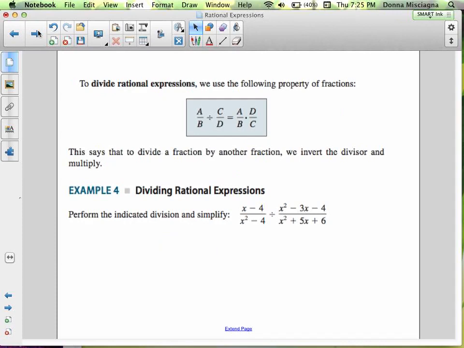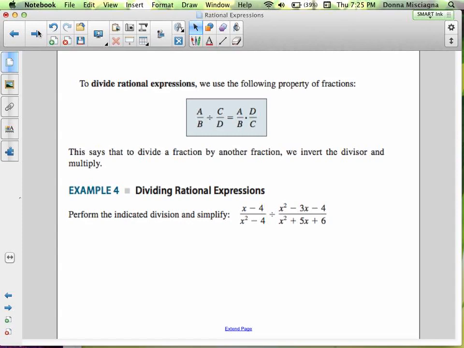Now, dividing rational expressions is an awful lot like multiplying, except you're going to multiply by the reciprocal. Right? So to divide rational expressions, we use the following properties of fractions. So if we're dividing one fraction by another, it's the same as multiplying that first fraction by the reciprocal of the second fraction. So this says to divide a fraction by another fraction, we invert the divisor and multiply.